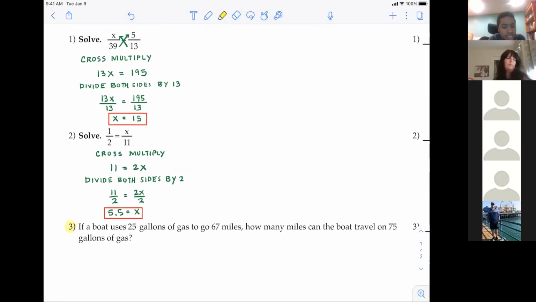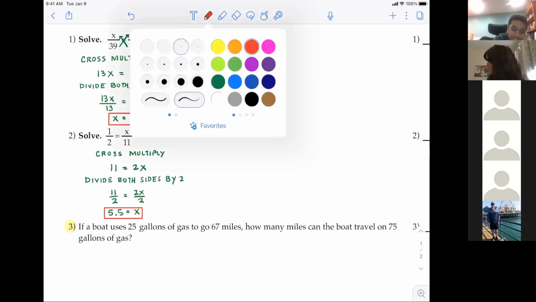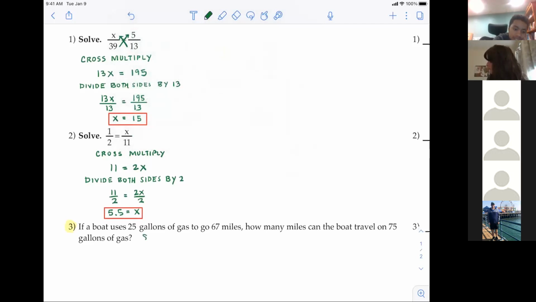If a boat uses 25 gallons of gas to go 67 miles, how many miles can the boat travel on 75 gallons of gas? Now, because the proportion is not given to you explicitly, it is on you to set up the proportion first before you go about answering this question. Just like the currency exchange problem, we will have to set up a proportion first.